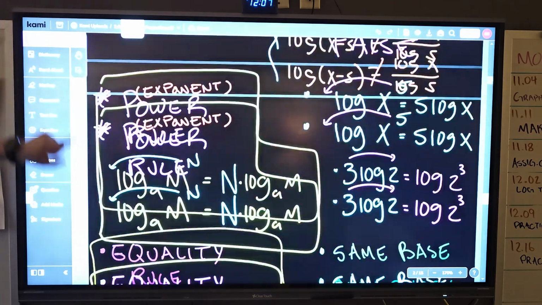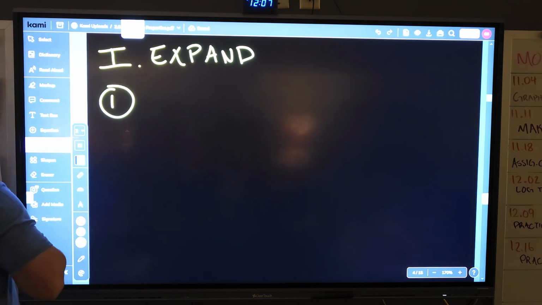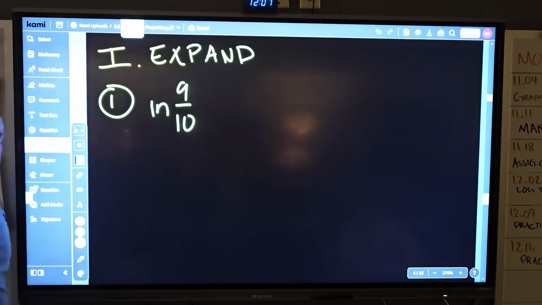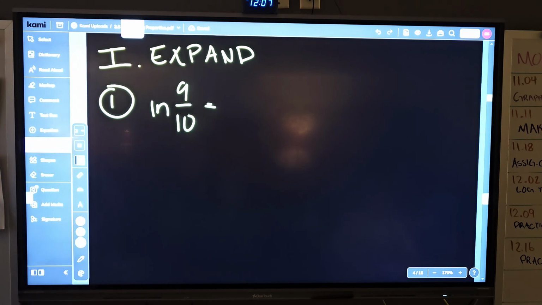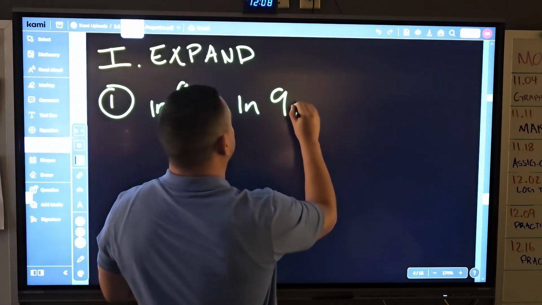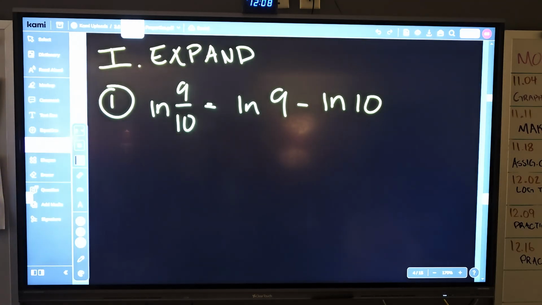Okay, so here we go. This is expand. Number one: expand ln of 9 over 10. How do we expand this? If we divide, we can turn it to subtraction, right? So ln 9 minus ln 10. Expand, super easy. That's it.